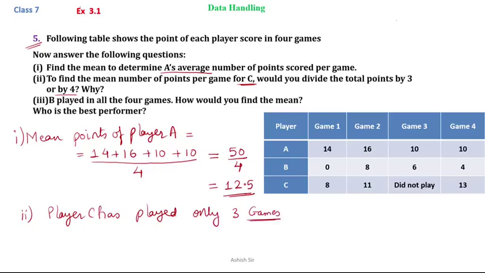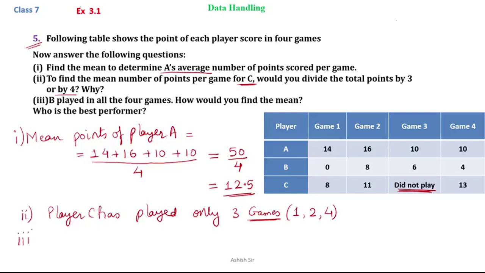Player C has played only 3 games, that is game number 1, game number 2 and game number 4. Game number 3 he did not play, so we cannot count it in finding the mean for player C. Now part 3 is that B played in all 4 games. So how would you find the mean?